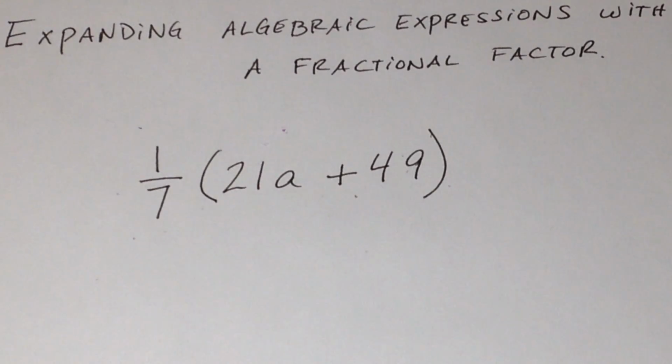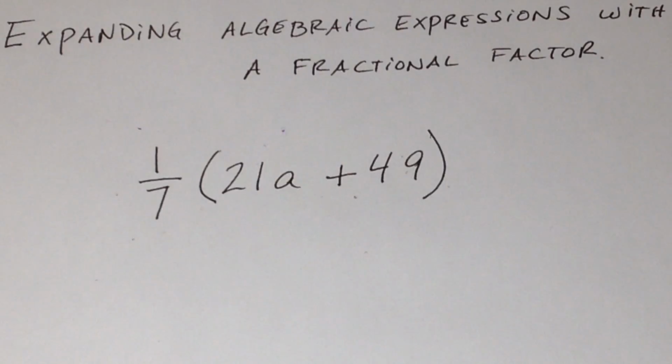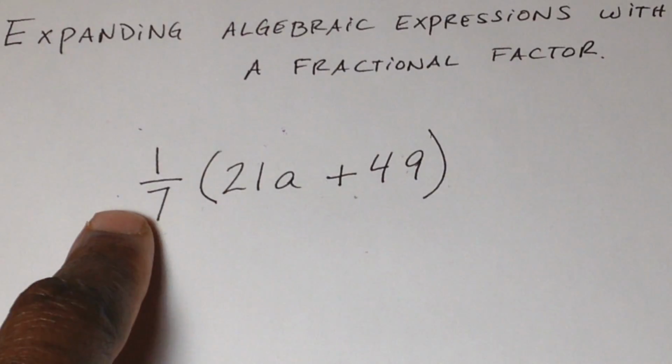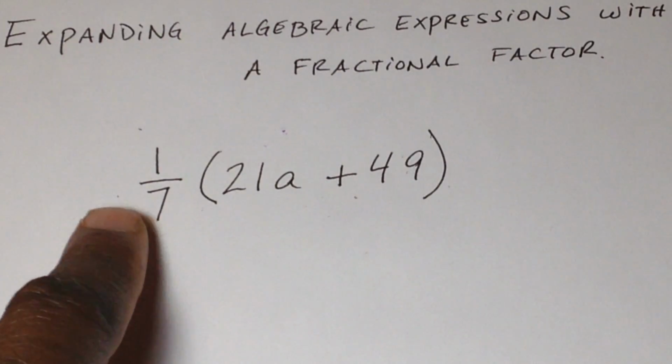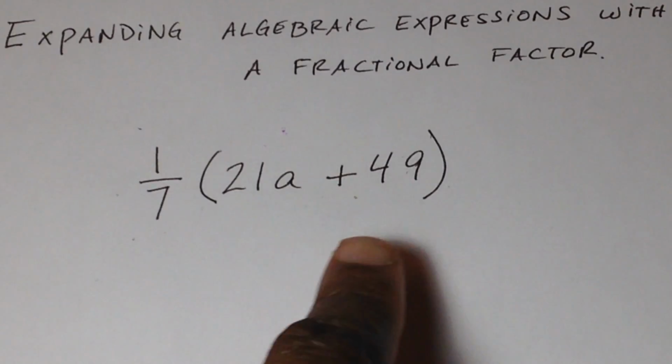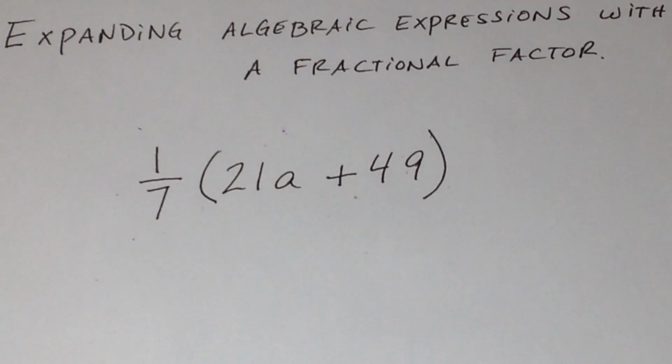That's a lot. Well, let's deal with a factor first. A factor is generally a number that's multiplied to give you the answer, the product. So for example, 2 times 3 is equal to 6. 2 and 3 are factors that make up the 6. This time we're dealing with a fractional factor, so one of the factors is going to be a fraction, and this right here is the other factor, 21a plus 49. Okay, so let's now do the multiplication.